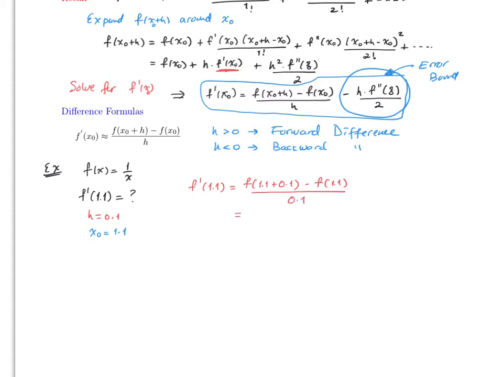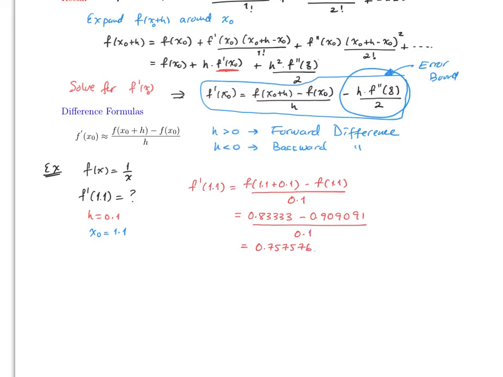Now, this is equal to 0.83333, it keeps going, minus 0.90909 and so on, and everything divided by 0.1. And this is around negative 0.7575, and that's an approximation for the derivative.